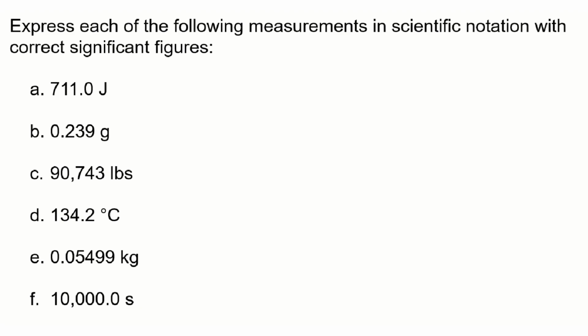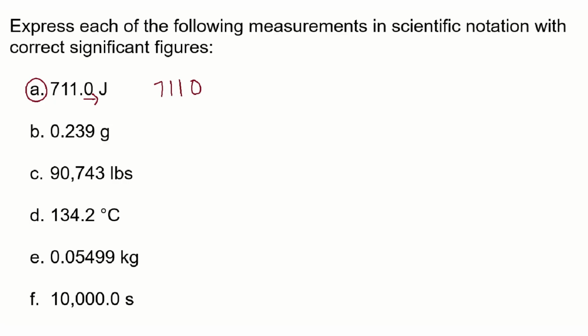Let's turn these measurements into scientific notation. Part A. Zeros at the end of a number and to the right of a decimal place are significant. So all four of these digits are significant figures. That's going to make up our coefficient.